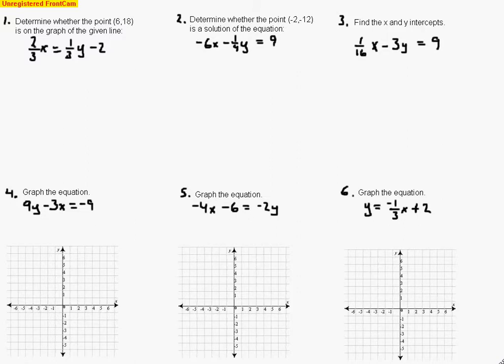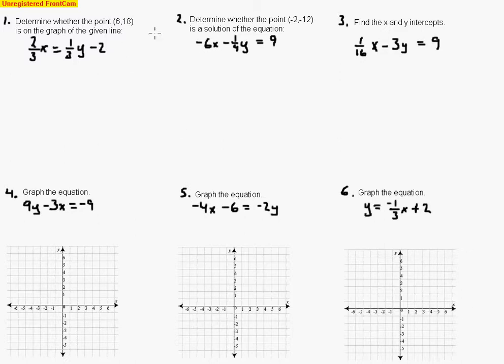So these are the problems on the front side of the study guide for Test 1, Term 2. So let's go ahead and take a look at the first problem. It says determine whether the point (6, 18) is on the graph of the given line.